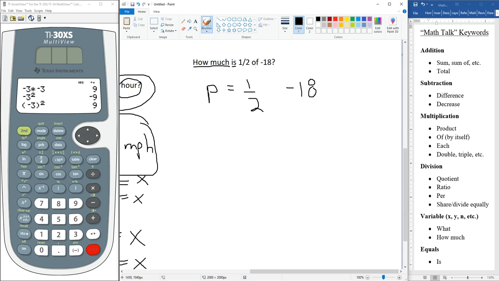How much is 1 half of negative 18? Okay, so of is multiply. So P equals 1 half times negative 18. So 1 half times negative 18, negative 9. Perfect. Okay, so P equals negative 9.